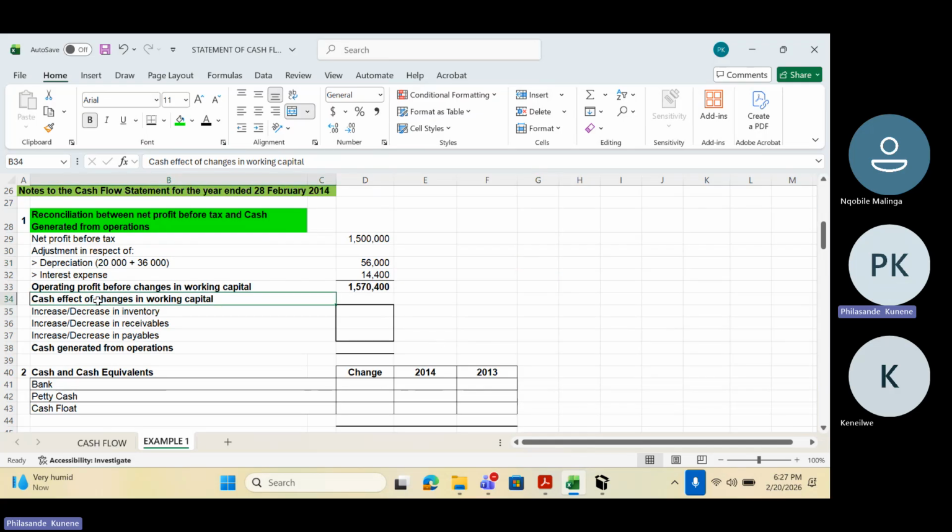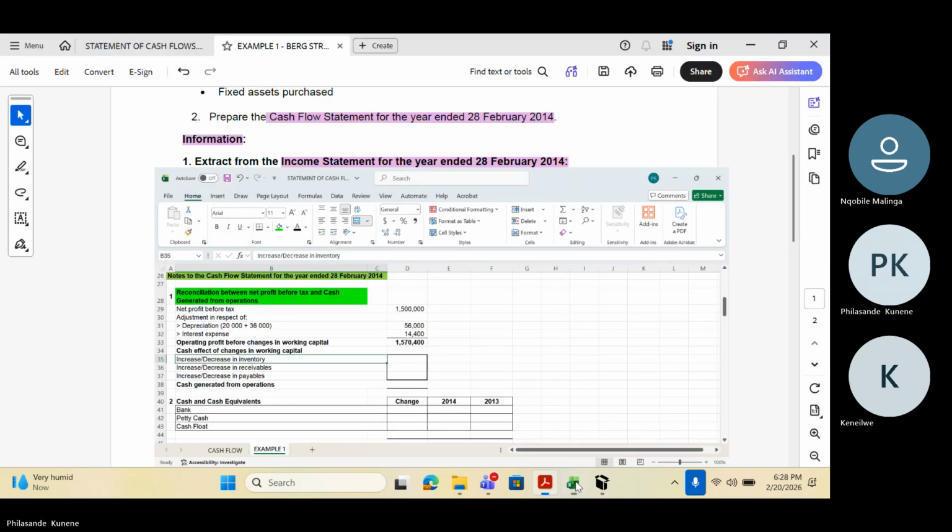It says cash effect of changes in working capital, right? It has increase or decrease in inventory, increase or decrease in receivables, increase or decrease in payables. So now I need to go and check these things, whether my inventory has increased or decreased, and whether it gives me an inflow or an outflow of cash. Let's go and check.